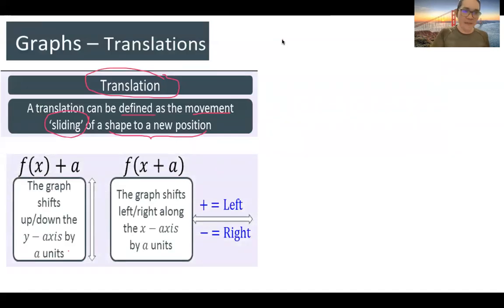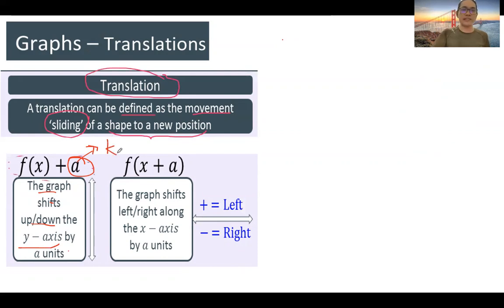Okay, so if it's f of x plus a, the graph shifts up or down the y-axis by a units. So do not forget that one. That's for your a, of course. This a refers to your k, since it moves the graph up or down.